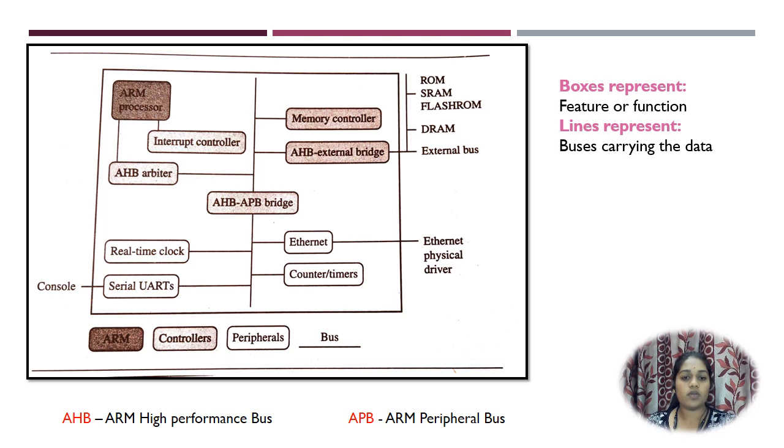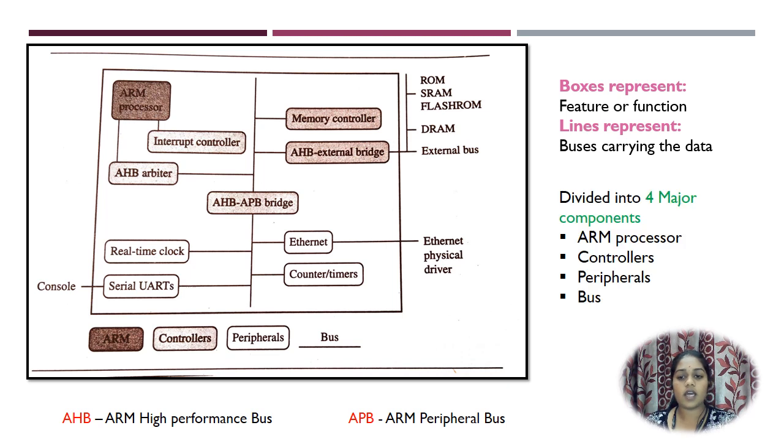It has a memory controller because the memory controller is used as per the requirement of memory such as ROM, SRAM, flash ROM, DRAM, and also an AHB external bridge is connected to the external bus. APB refers to the ARM peripheral bus. The Ethernet is connected to the Ethernet physical driver, and counter and timer are also connected to this ARM based device. There are four major components that we are going to discuss: ARM processor, controllers, peripherals, and buses.